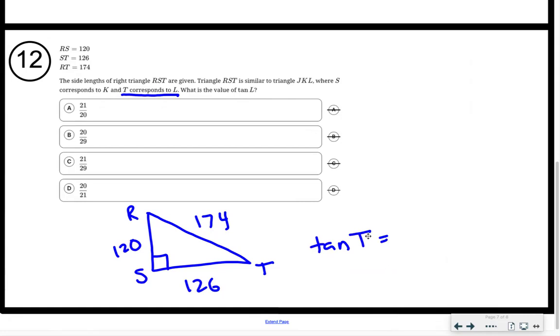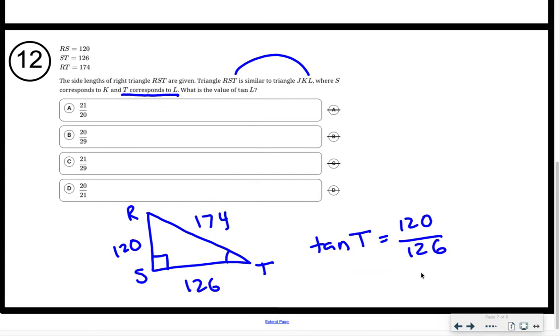If they don't tell you that, then you look at the ordering, and T is the last letter and L is the last letter. So the ordering that they use is extremely important. That could tell you as well if they're not kind enough to just directly tell us. And tan is opposite over adjacent.